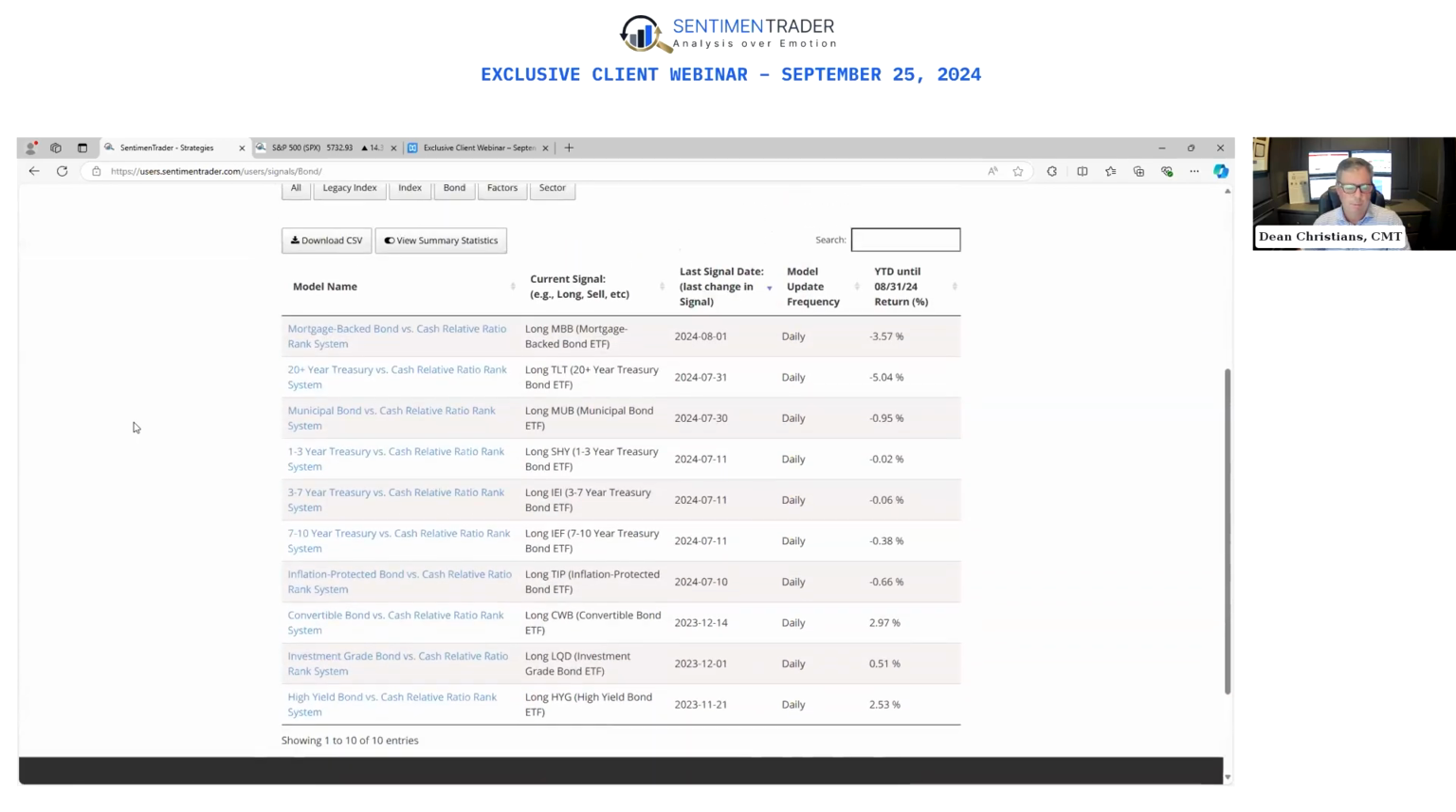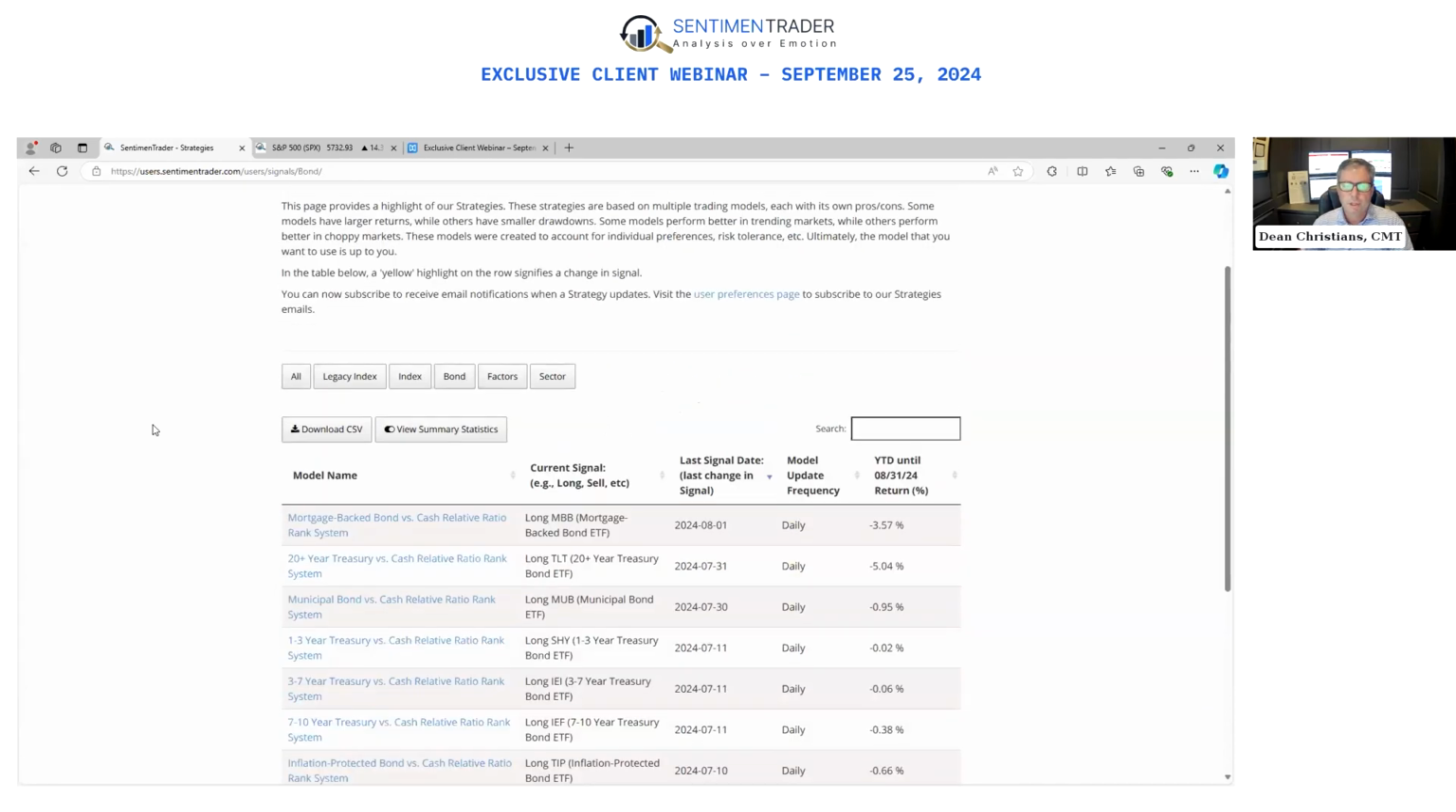Bonds is another good category here. I believe there's roughly 10 bond categories here, and we're comparing them to cash. Is something outperforming or underperforming cash? And you can see right here, every single bond category is on a buy signal versus cash. Now, if you go back and look at the history in 2022, every single one of these was on a sell signal versus cash. As we know, rates were rising and cash was outperforming all these bond categories.